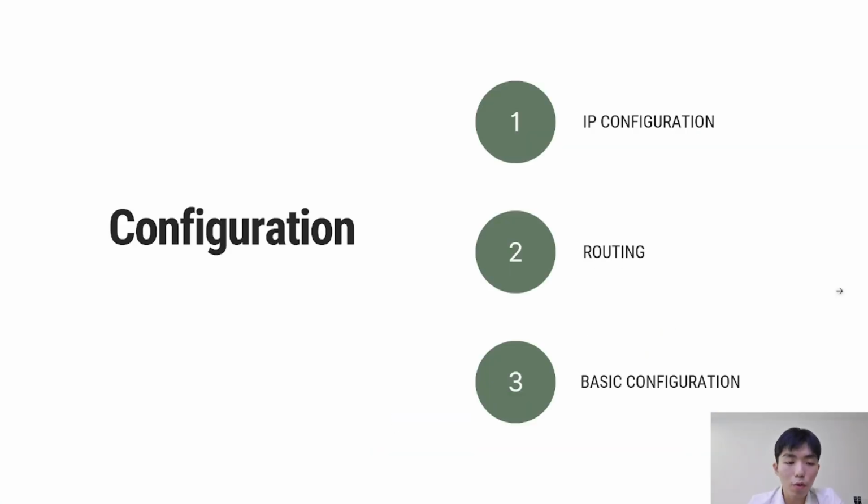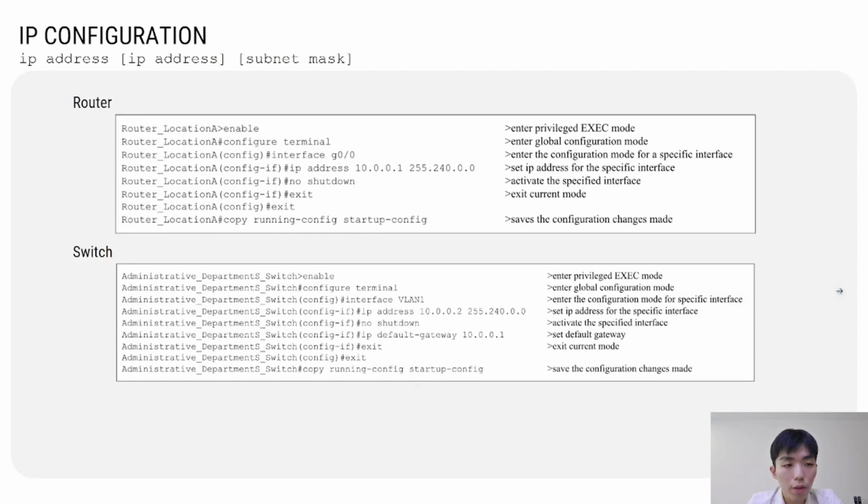And now let's look at the configurations. We have IP configurations, routing, and also basic configurations. For IP configurations, we are using the command ip address followed by the IP address and subnet mask, which can be referred to in the addressing table. Now we are using the router to show the example. First, we use enable to enter the privileged EXEC mode, followed by configure terminal to enter global configuration mode, and then interface with the interface name.